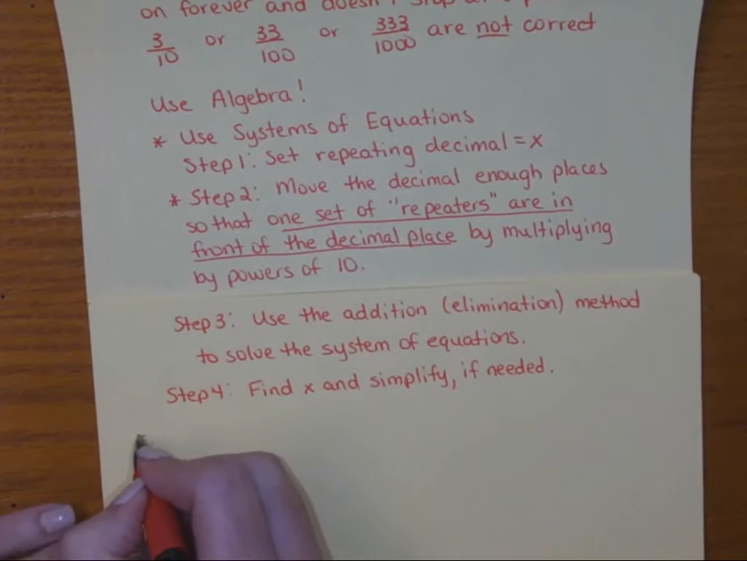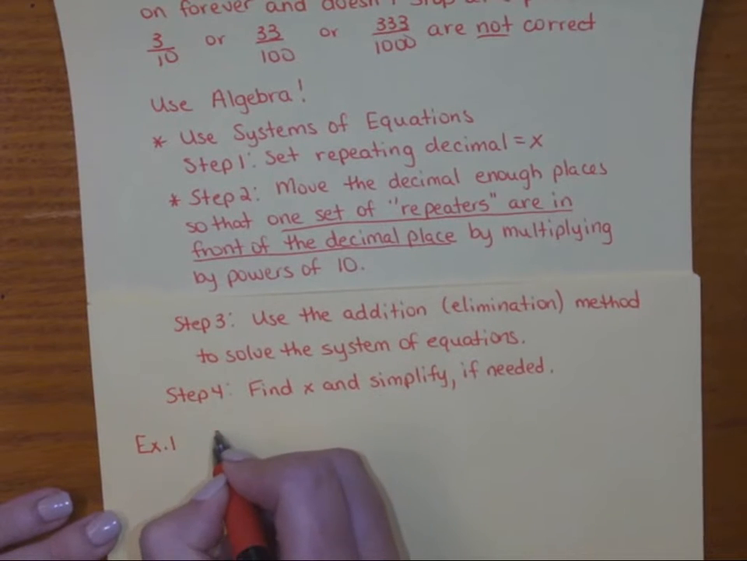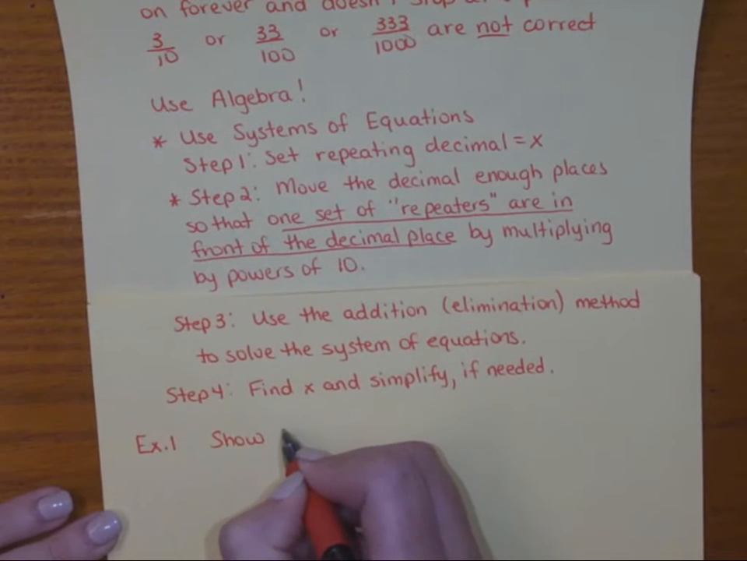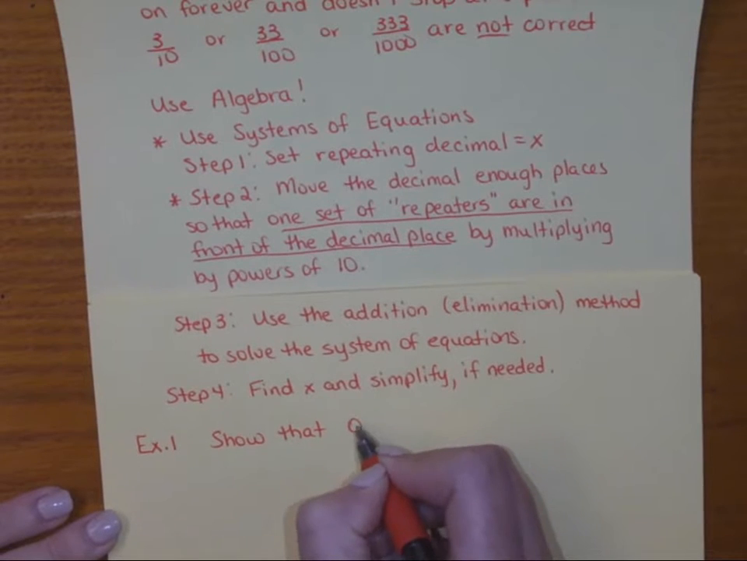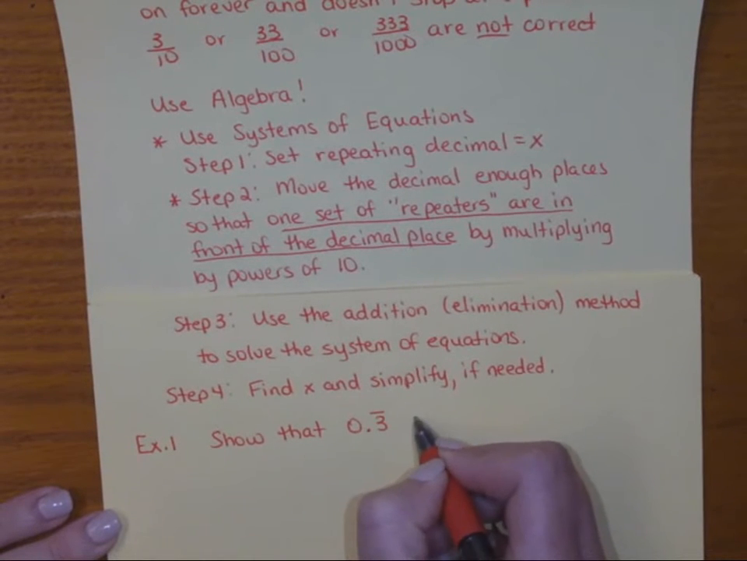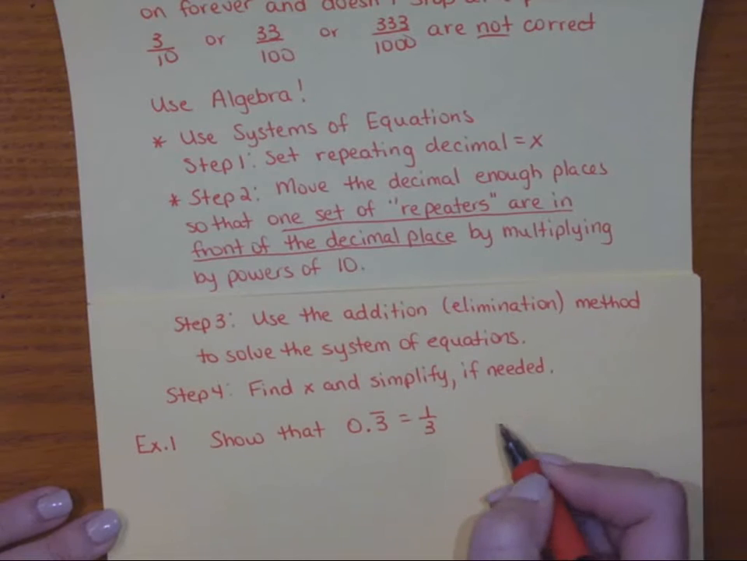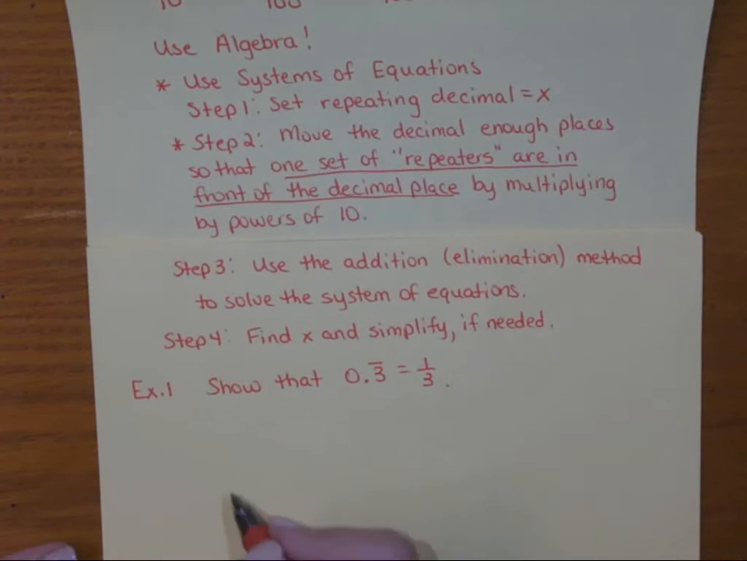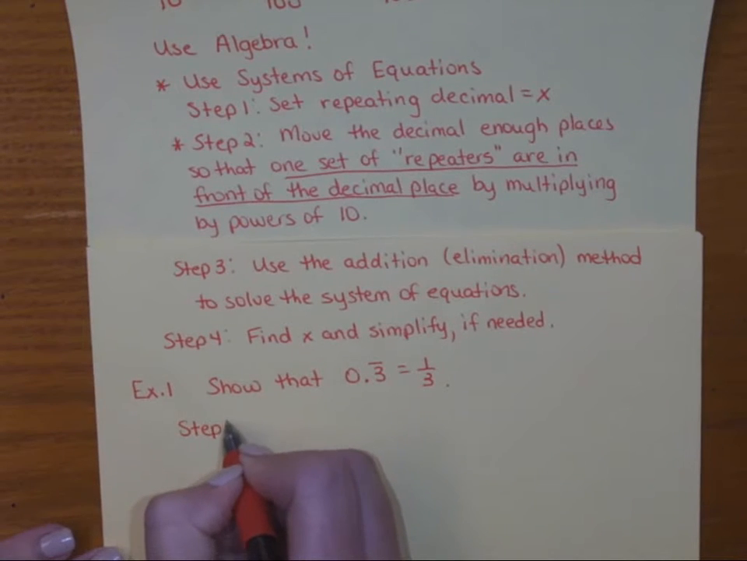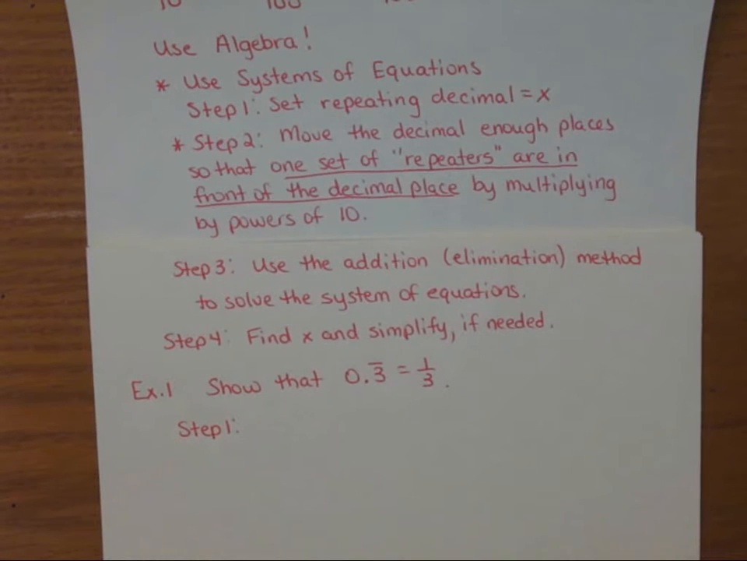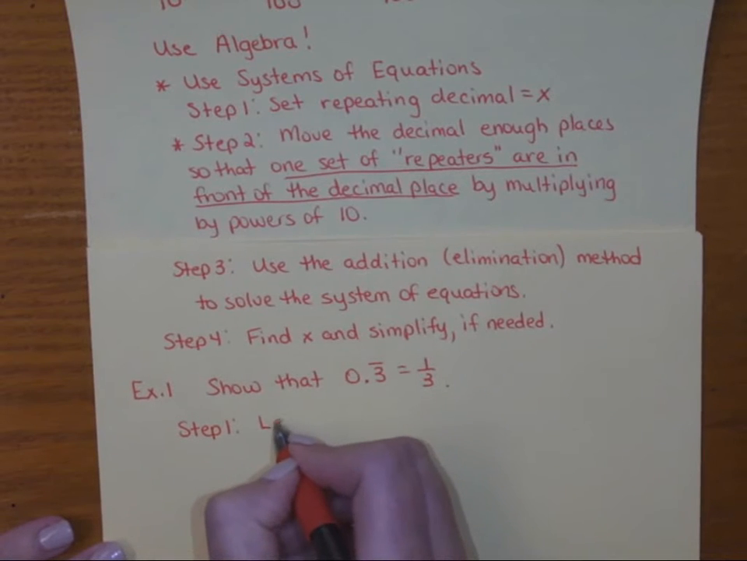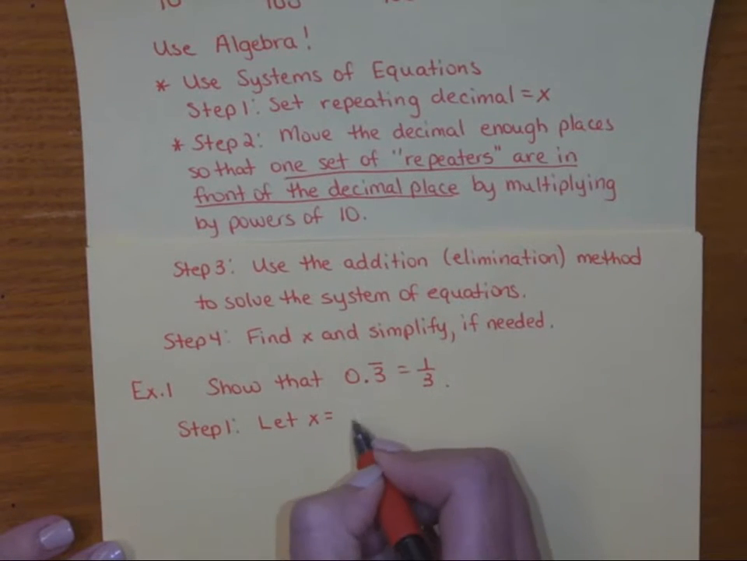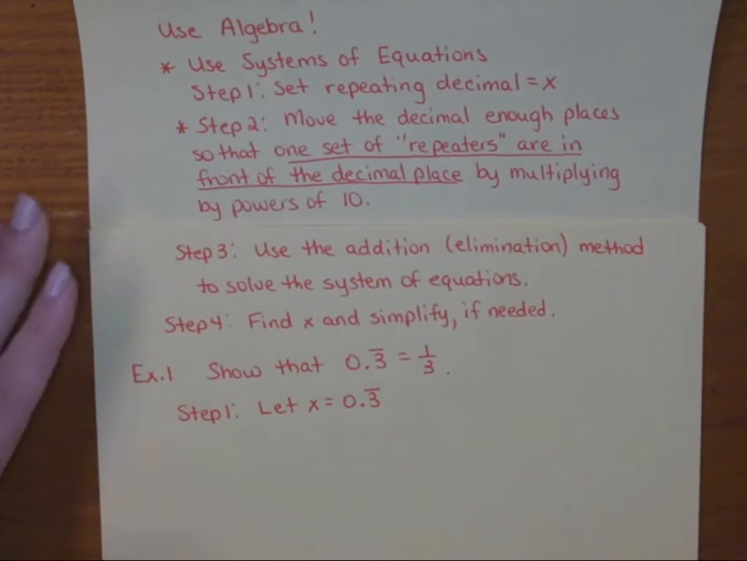Okay, so let's practice on the repeating decimal that I mentioned that we kind of already know. So let's show that 0.3 with a bar over the 3 is truly equal to 1/3. Okay, so we're going to assume we don't already know that, and we're going to try to show that. All right, so I'm going to break these down with the steps that I talked about earlier. Okay, so the first step is you're going to let x be your unknown. We don't know what the value of 0.3 repeating is, so we're going to call that x.